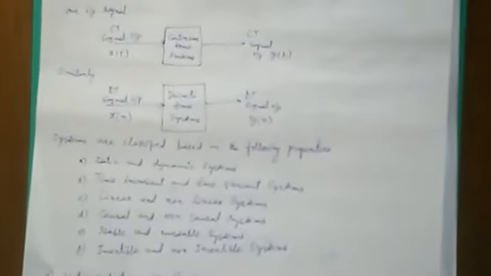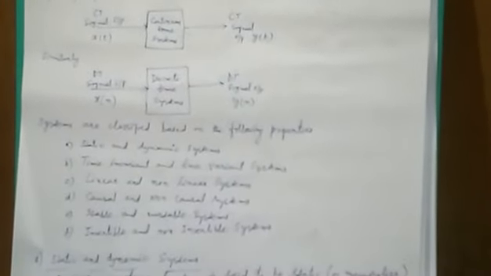Now every system has different properties. Let us see the different properties of a system. We start with static and dynamic systems, time invariant and time variant systems, linear and non-linear systems, causal and non-causal systems, stable and unstable systems, invertible and non-invertible systems. Now we'll see the difference between static and dynamic systems.